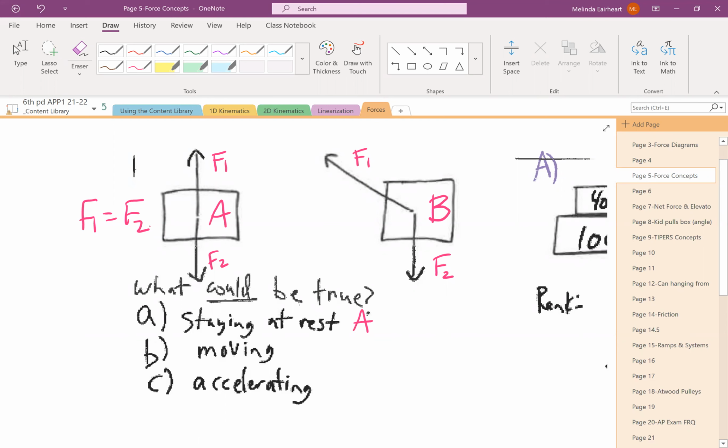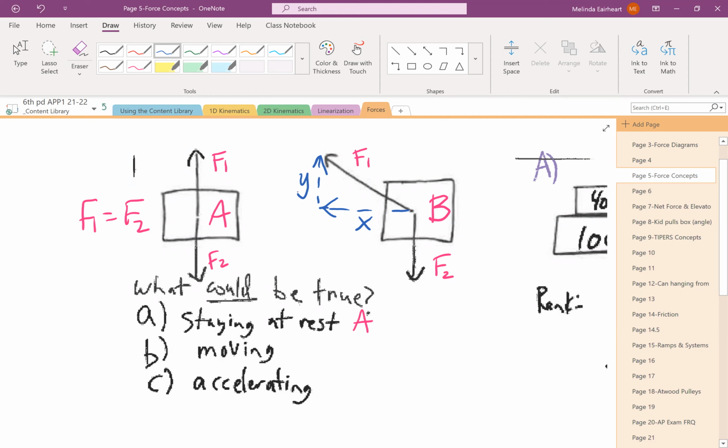And you could go in and draw components for F1. There's an X component and a Y component. Maybe the Y component balances F2, but overall, nothing balances the X component. And so it can't stay at rest. If it started at rest and you did these 2 forces, it would not stay at rest.